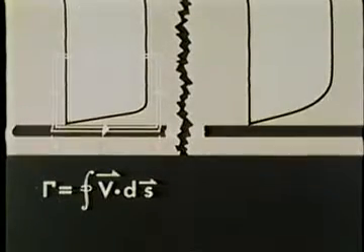The contour at the upstream station is a unit length along the plate and is more than a boundary layer thickness in height.